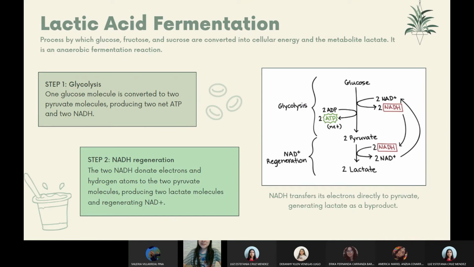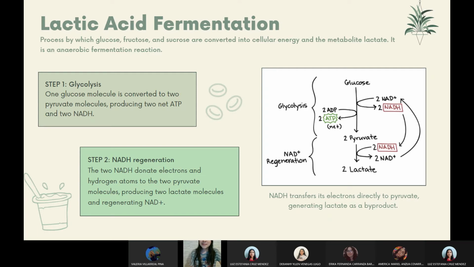We have 2 types of fermentation. First, there's lactic acid fermentation. It is a biological process by which glucose, fructose, and sucrose are converted into cellular energy and the metabolite lactate. It is an anaerobic fermentation reaction that occurs in some bacteria and animal cells, such as muscle cells. If oxygen is present in the cell, many organisms will bypass fermentation and undergo cellular respiration. However, facultative anaerobic organisms will both ferment and undergo respiration in the presence of oxygen.